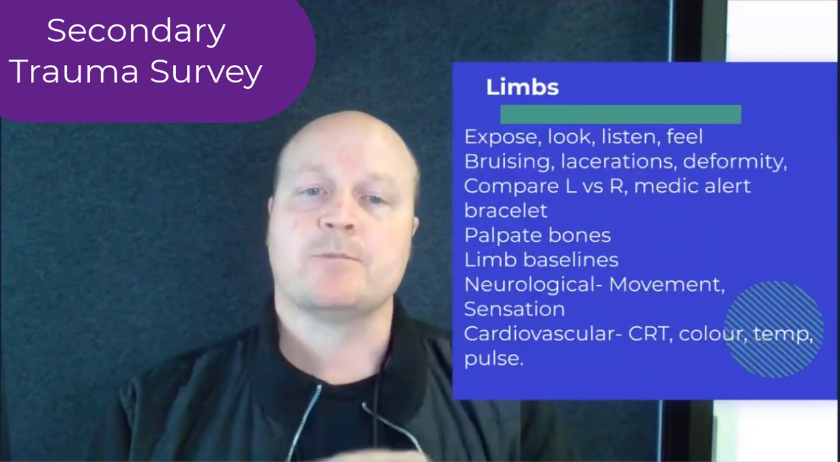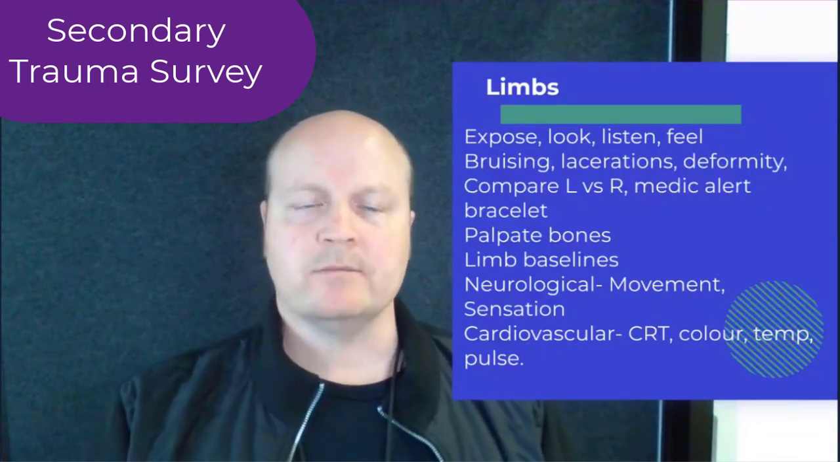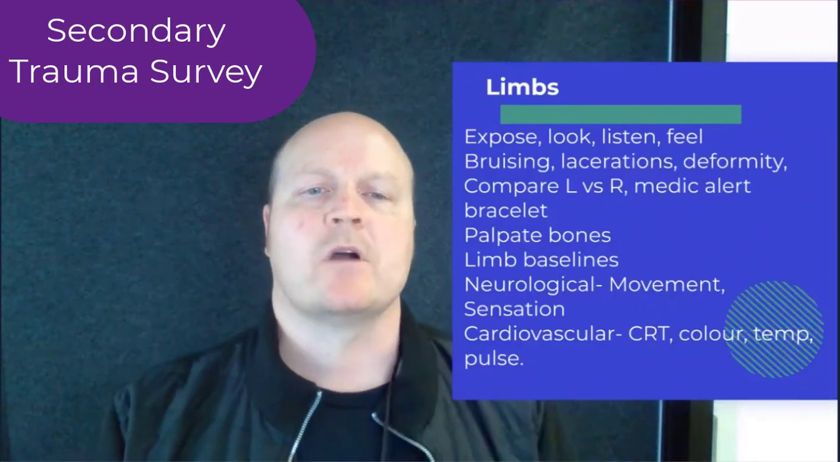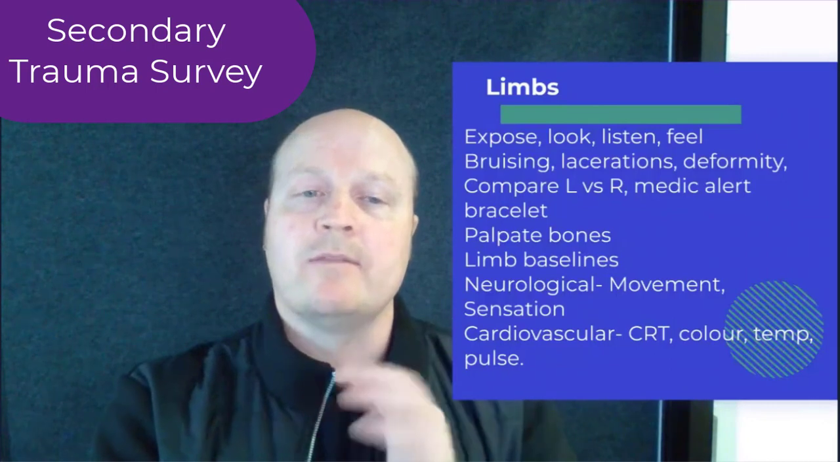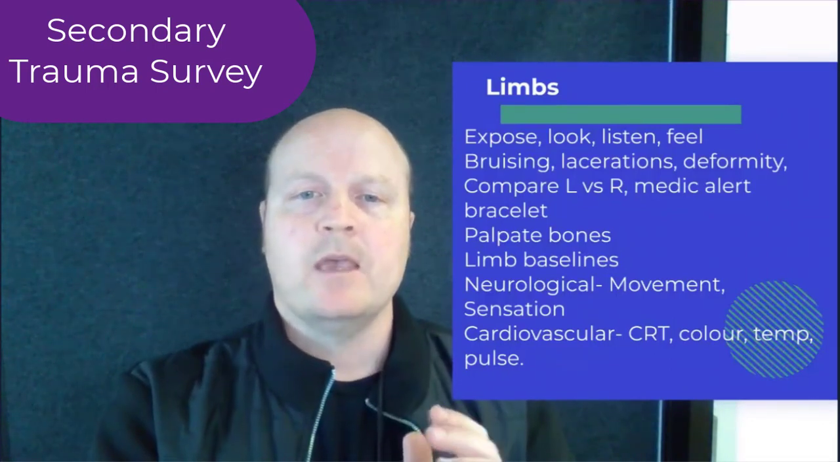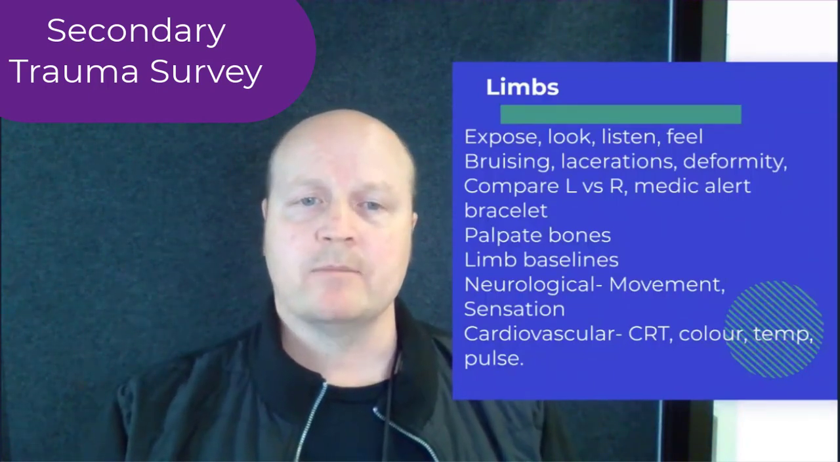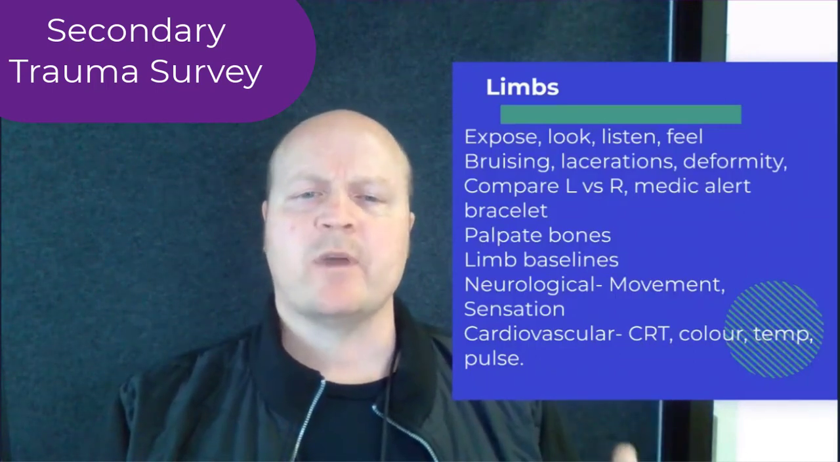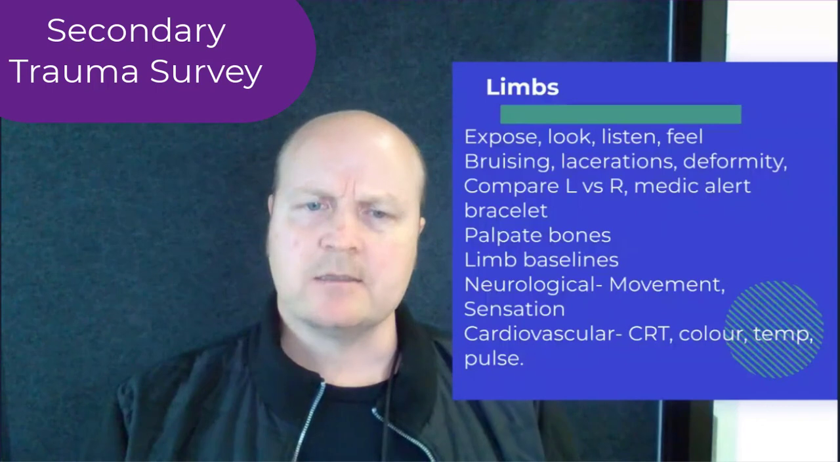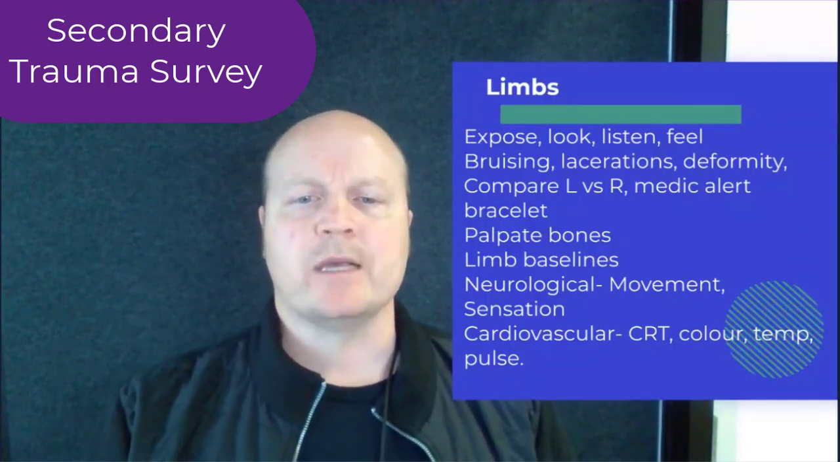Then once we've done the pelvis, we've got our four limbs. So expose, look, listen, feel. We're looking for bruising, laceration, deformity, and we're comparing our left versus our right. People, again, might have a medical alert bracelet, so that would be good to look for. And when we're comparing left to right, like what's normal for them, does it look different? Then we want to palpate the bones, so we have to be pretty firm, palpating deep to palpate the bones, looking for any abnormality.